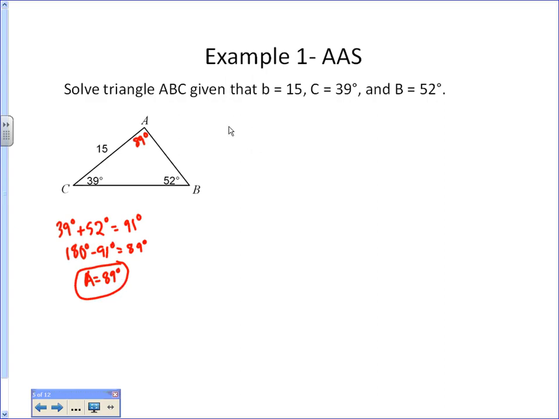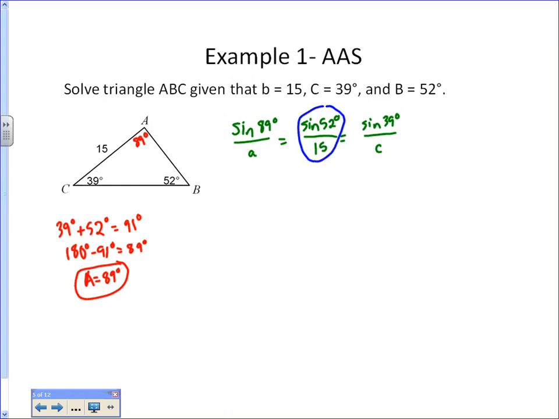Now let's write out the law of sines. Sine of A is sine of 89 degrees. I don't know what side A is. Sine of B would be sine of 52 degrees, and I do know what b is. Sine of C would be sine of 39 degrees, and then c goes on the bottom. The two things I'm missing now, because I found the angle I was missing, are sides. Notice that the only thing I know both parts of the proportion for is the middle one right here.